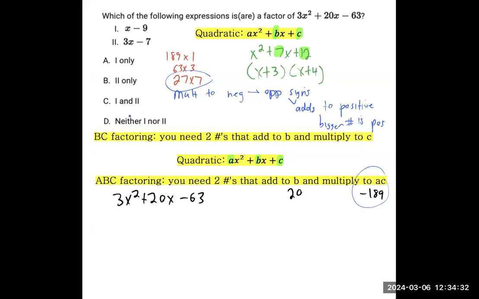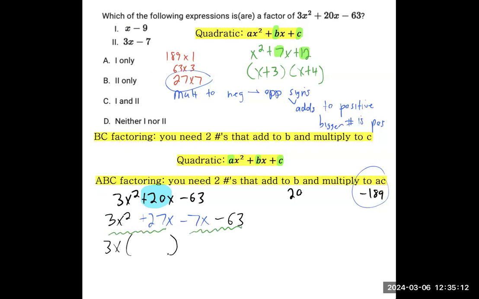So the next thing you do in the ABC factoring method is you take that middle term, which for us is 20x, and you split it into 27 and negative 7. So plus 27x minus 7x. So 3x squared plus 27x minus 7x minus 63. The next thing you do in this process is the factor by grouping method, which is the idea that you take the first two and you take a GCF there, and you take the second two and you take a GCF there. So the greatest common factor, the GCF, of 3x squared and 27x is 3 times x.